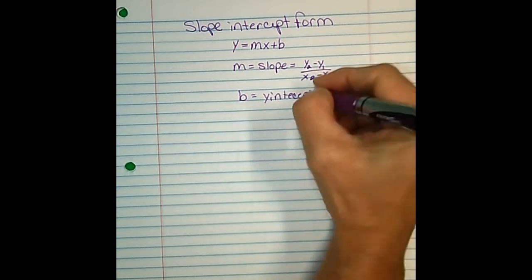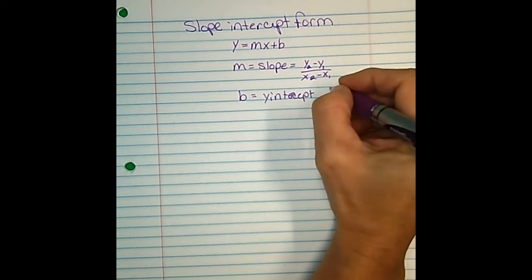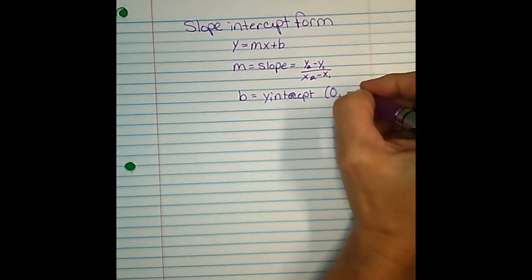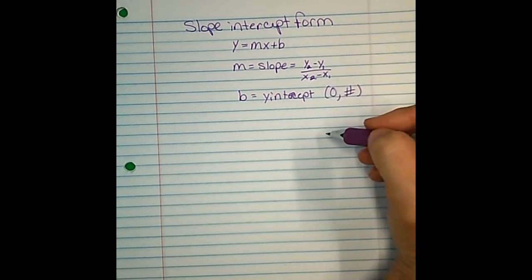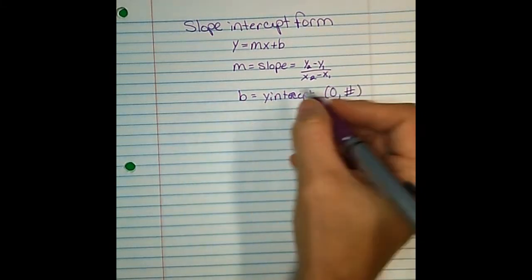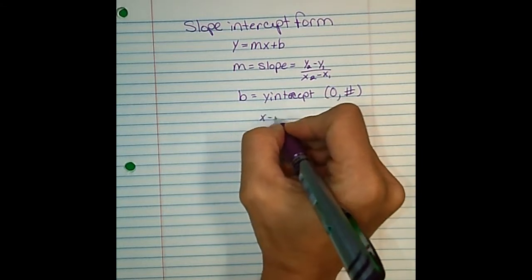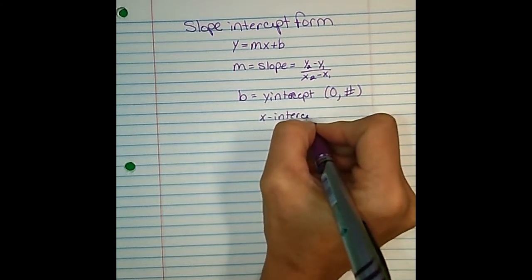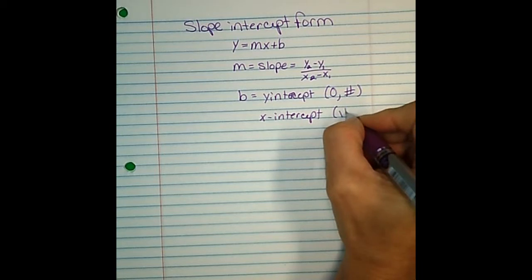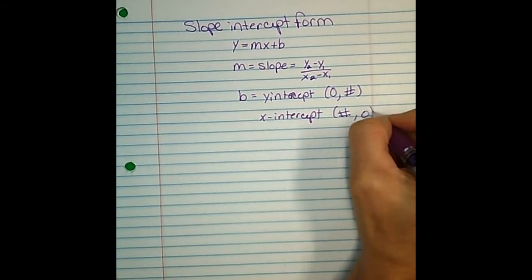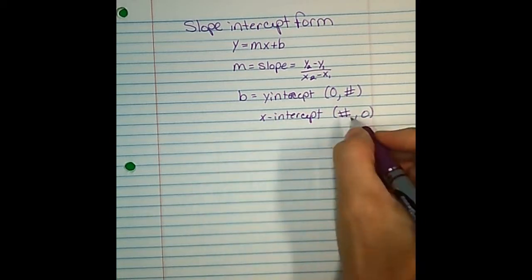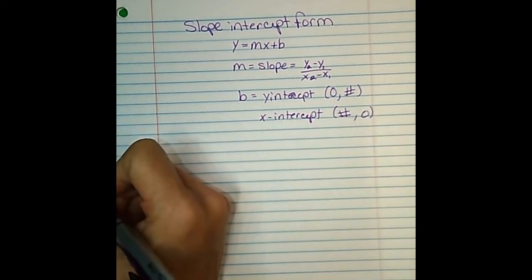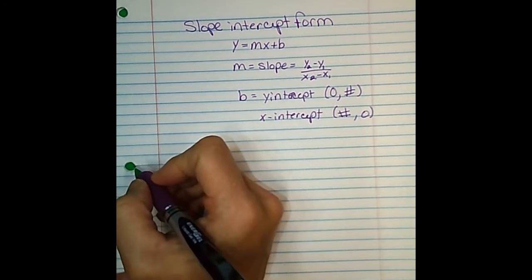Well, the y-intercept is 0 for x and some number for y, meaning that we're on the y-axis. If I have an x-intercept, then x is some number and y is 0. So it's on the x-axis. So these are important to know. But let's talk about the slope-intercept form.